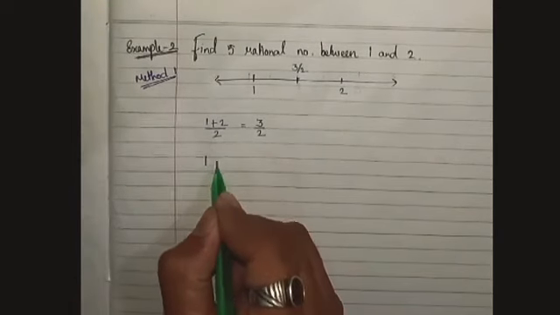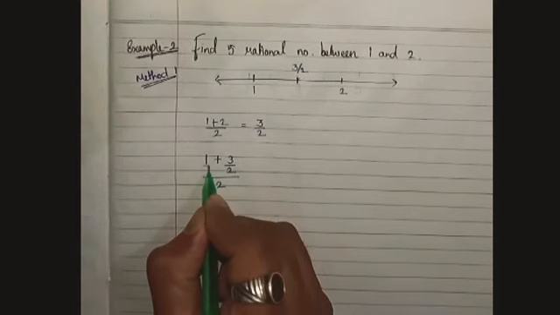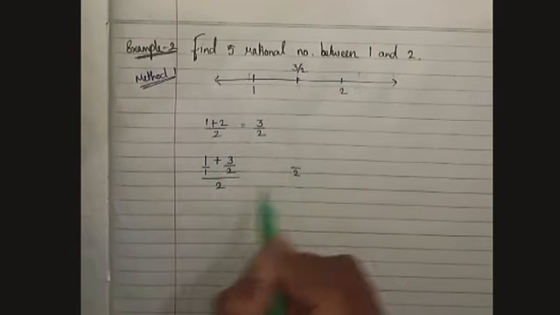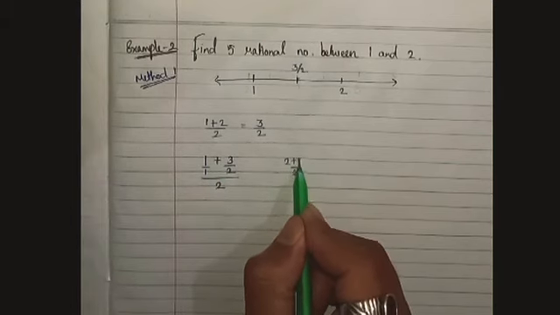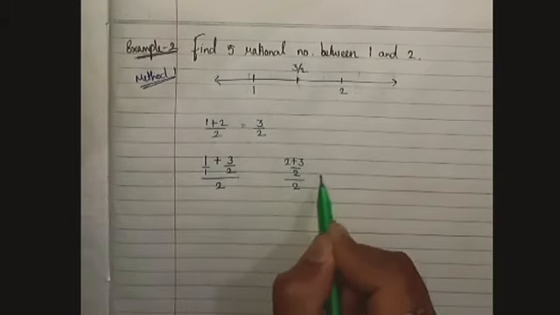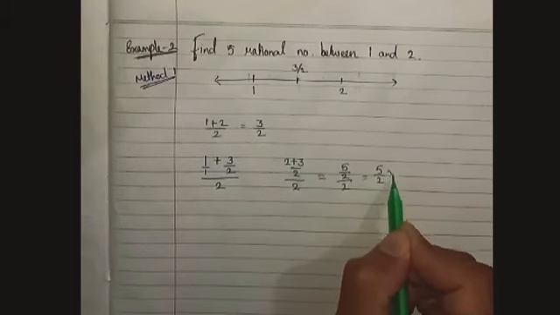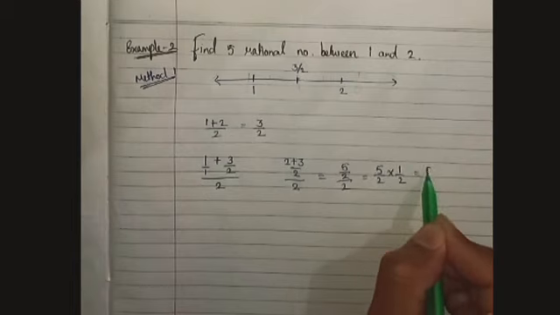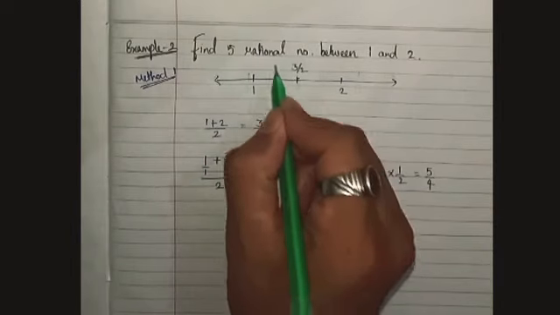So taking the number 1 and adding 3 by 2 and dividing by 2. So we will take the LCM. Here the LCM is 2. So here 2 plus 3 divided by 2, that is 5 by 2 divided by 2. 5 by 2 multiplied by, what will come? 1 upon 2, that is 5 by 4. So this number falls in between these two.